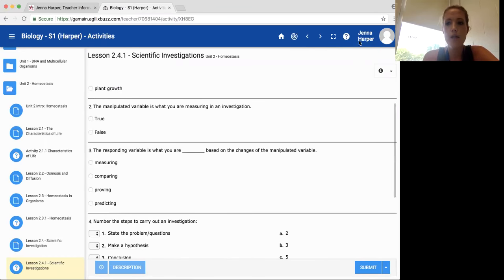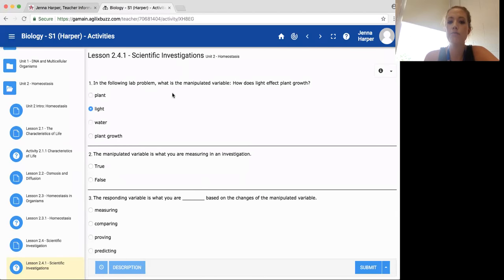Number 2, the manipulated variable is what you are measuring in an investigation. Okay, we have a question. Is manipulated the same as the independent variable? Yes, the manipulated variable is the same as the independent variable. They are used interchangeably. And so if you hear someone refer to independent or manipulated, it is the same thing. Just different textbooks use it differently. Good question.